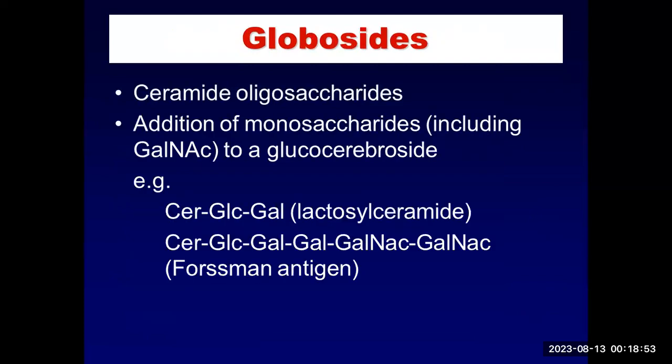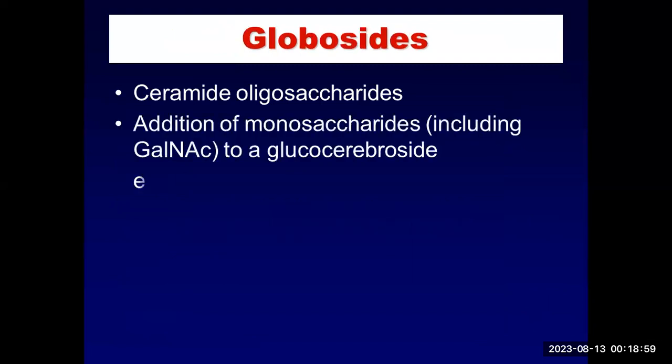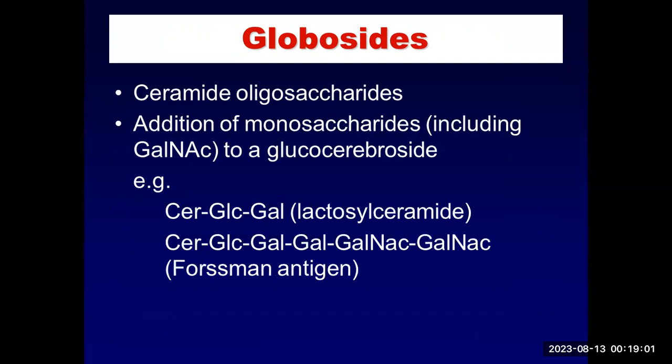Globosides are ceramide oligosaccharides. Addition of monosaccharides, including galactose and N-acetyl galactosamine, to glucocerebroside. You can see right here, ceramide, glucose, galactose, it is known as lactosyl ceramide. Ceramide, glucose, galactose, and N-acetyl galactosamine, which is commonly known as the Forssman antigen.